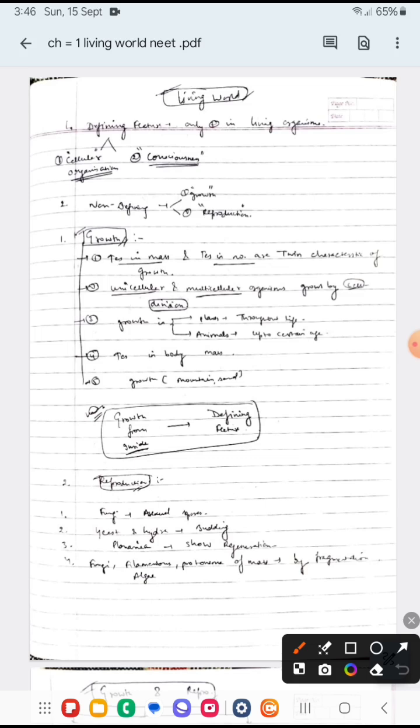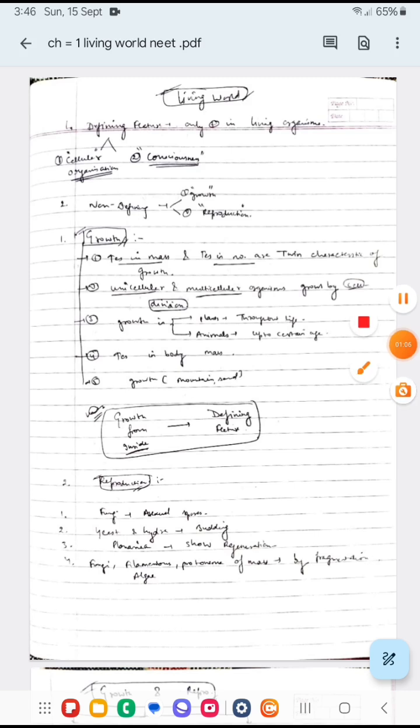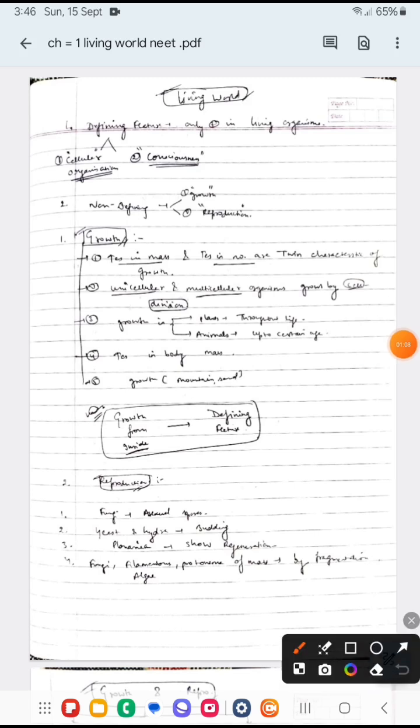So first of all, the major question asked by NTA is on defining features. So what are the defining features? As we say, the thing is living or non-living. Okay, so the major defining features are two things. First is cellular organization and the second one is consciousness.